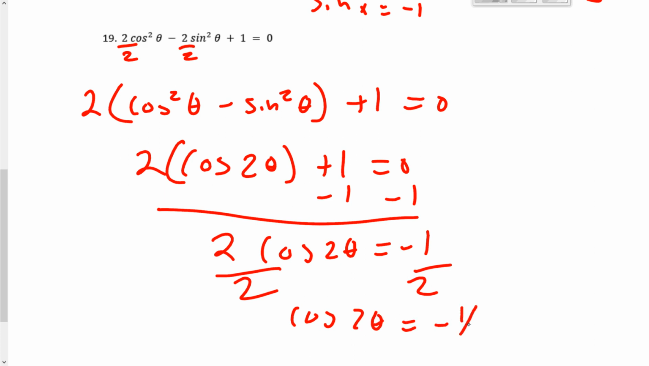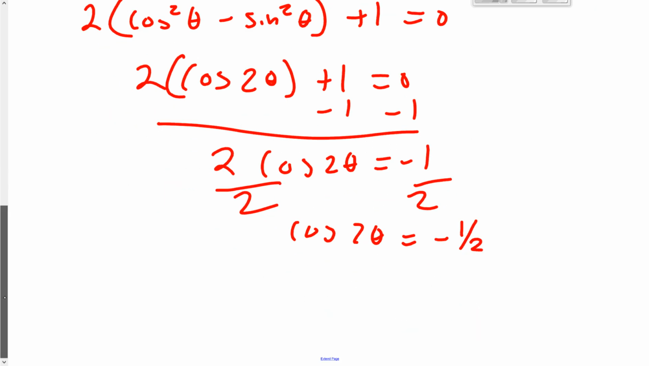So where is cosine -1/2? So that'd be in the third and the second quadrant. So 2 theta equals, that'd be 60 as reference of 60 degrees. So that'd be at 120 and at 210.